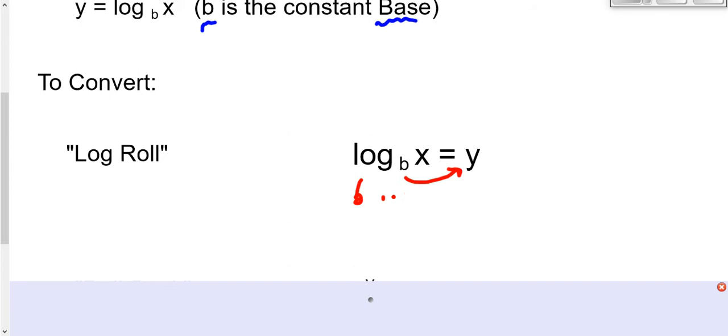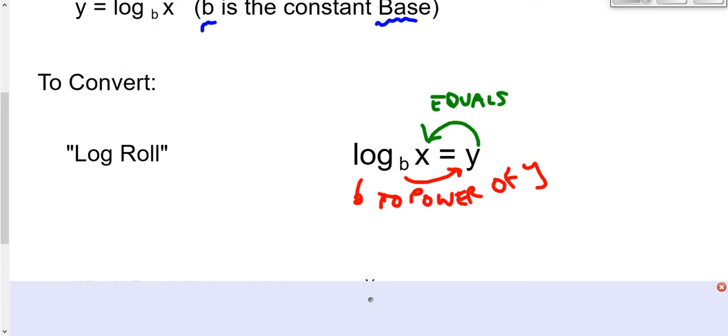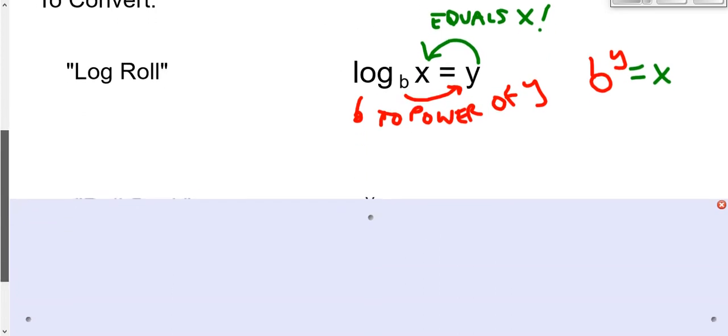So b to the power of y. That's the bottom half of our roll. And then the top half equals x. So b to the power of y equals x. So we've rolled the values inside the function. We've made a little rolling shape, and we've done b to the power of y equals x, and that is our exponential function.